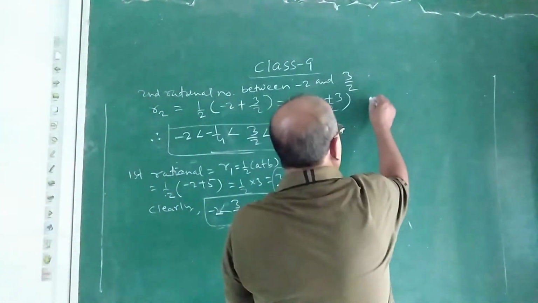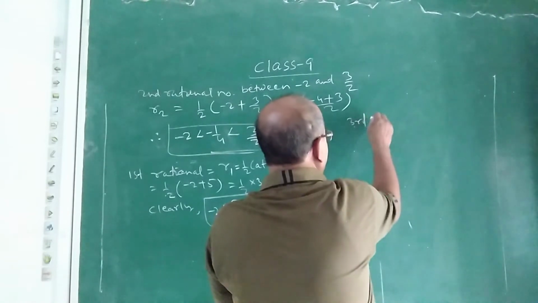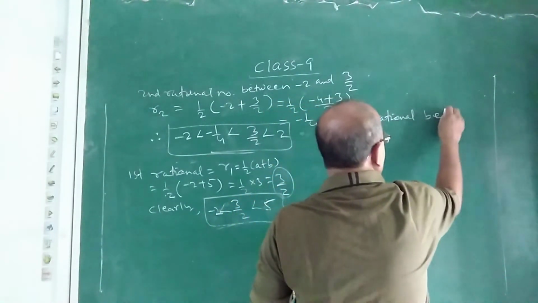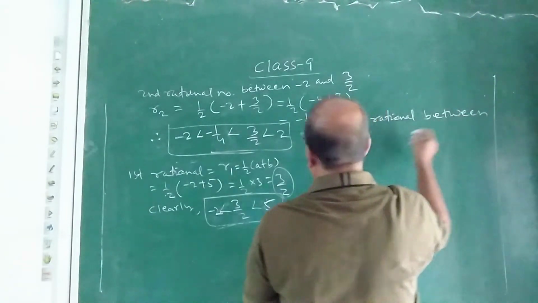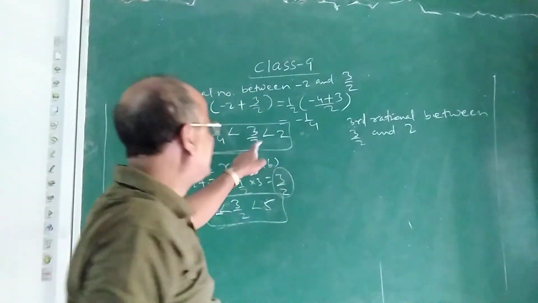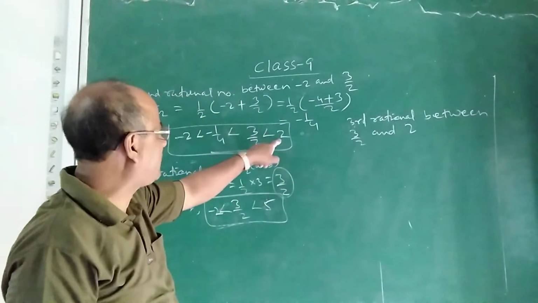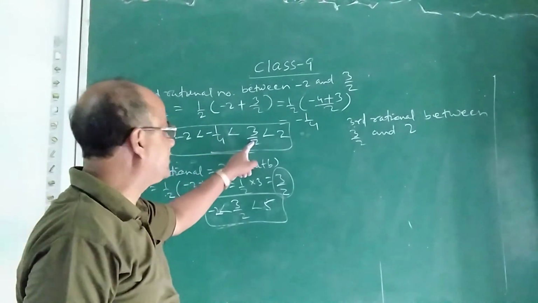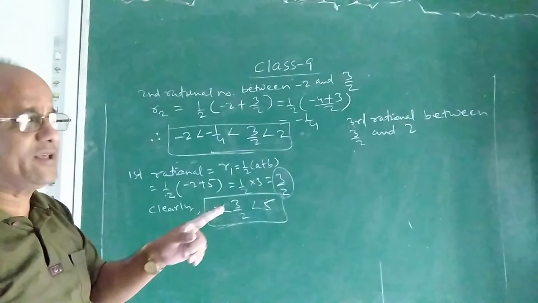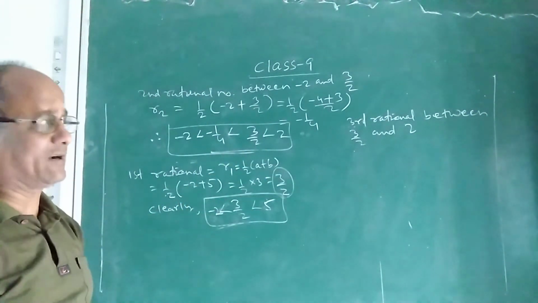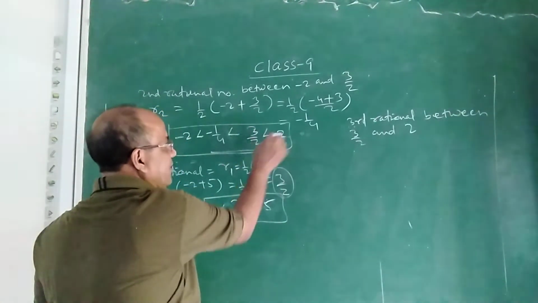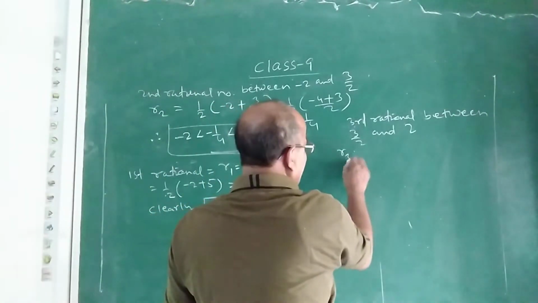I am finding the third rational number between 3 by 2 and 2. You can find it between the other two also. Whichever you want, you can find. The condition is one should be less than the other. That is the main condition. 3 by 2 is less than 2, so I can find the third rational number between 3 by 2 and 2. Suppose it is R3.